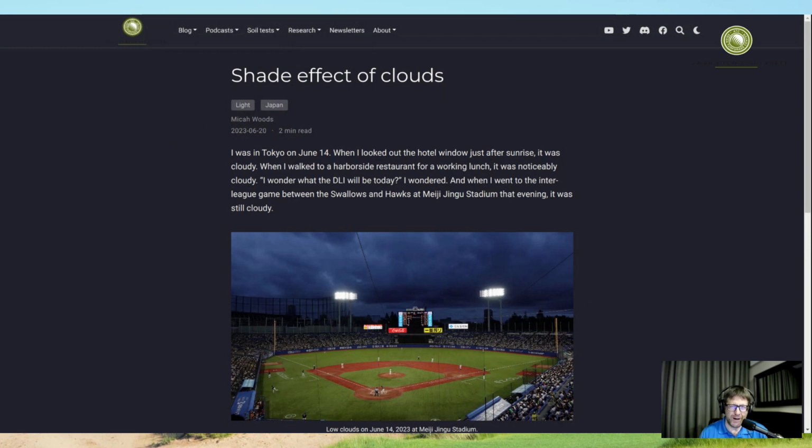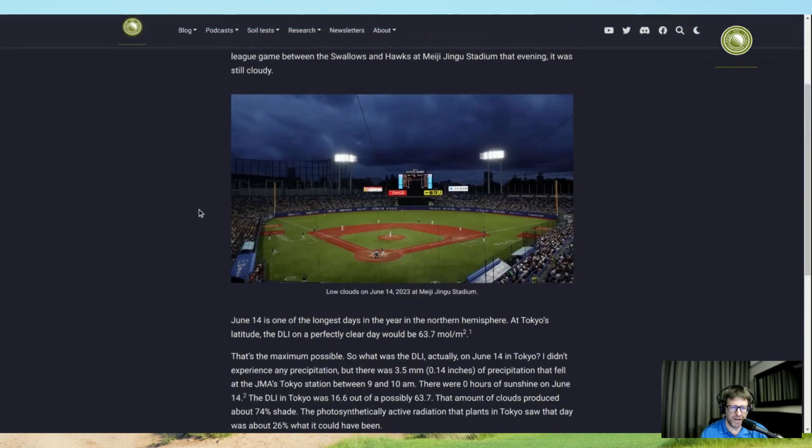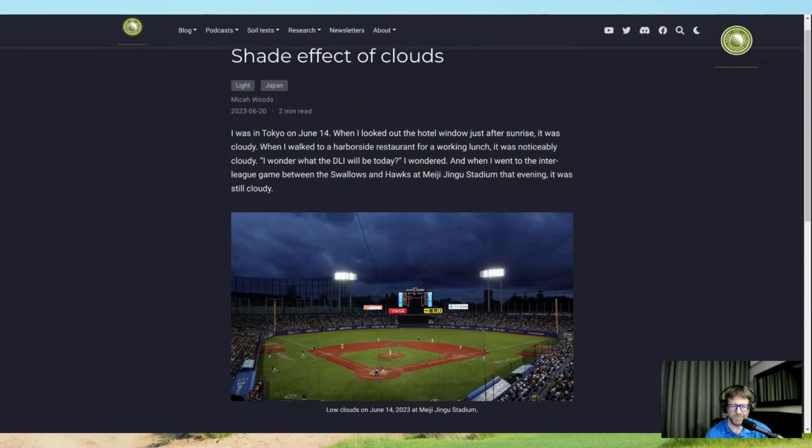And I was at my hotel in the morning, and I noticed, man, it's really low clouds today. It's very cloudy, but it wasn't really raining. Apparently, it rained 3.5 millimeters during the day. I looked that up. Yeah, at Tokyo, it rained 3.5 millimeters, which is not very much. It's just over 1/8 of an inch. But mostly it was just a very cloudy day. And I walked out to one of my favorite restaurants and had a leisurely lunch and took some notes. I had a great meal, enjoyed the view, and also I enjoyed the view of the clouds.